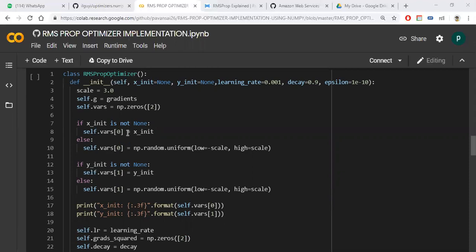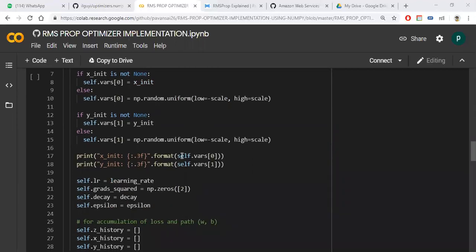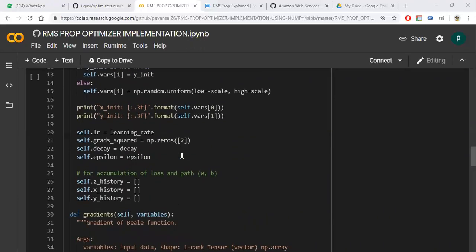If we don't give it, I am creating it using the random dot uniform function within this range. We are assigning to x init, and y init also the same, and printing those values for visualization. The learning rate zeros, grad square zeros, and also I am assigning np dot zeros, decay and epsilon.